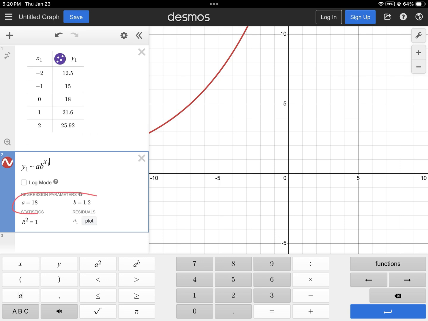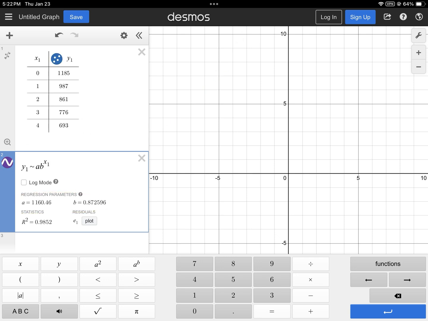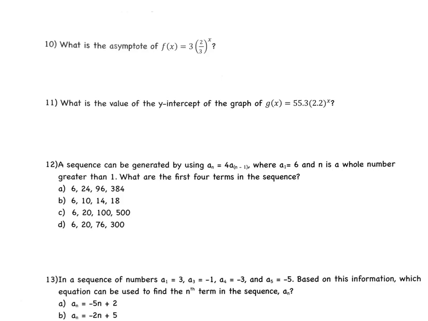And you can see here, here's my A, 18, my B. You can put it into Desmos, which you can see that I've done here. Now, 1160 and then 0.872. What is the asymptote of f of x equals 3 times 2/3 to the x?